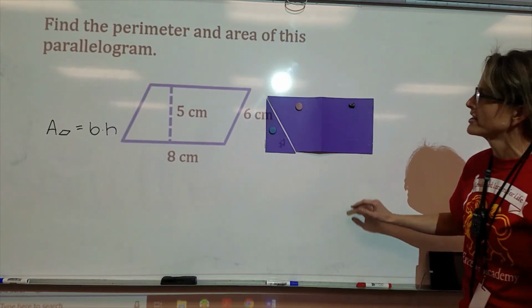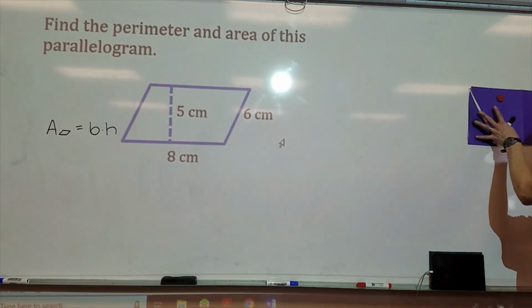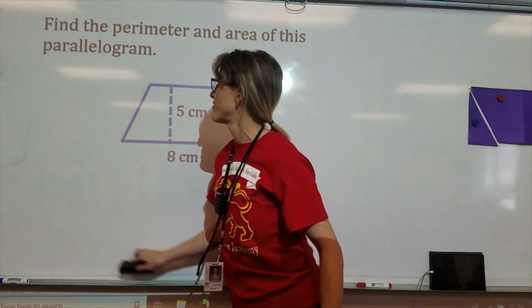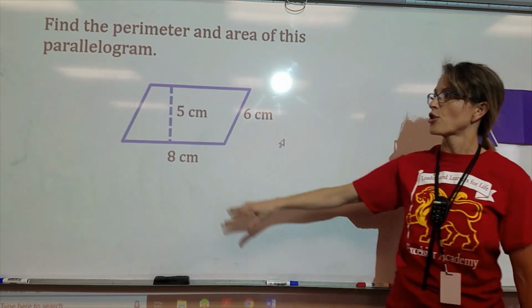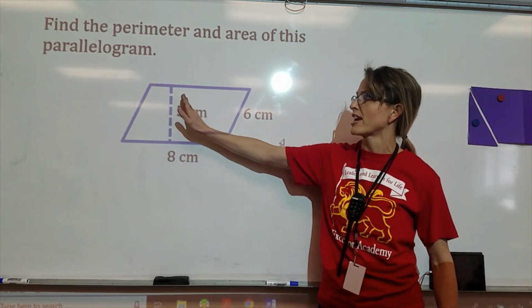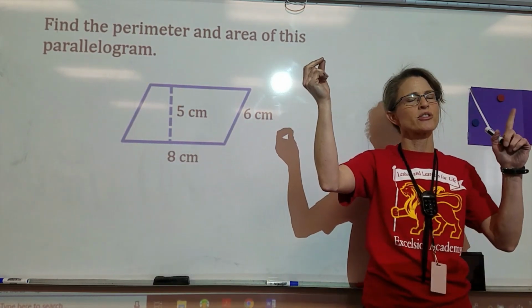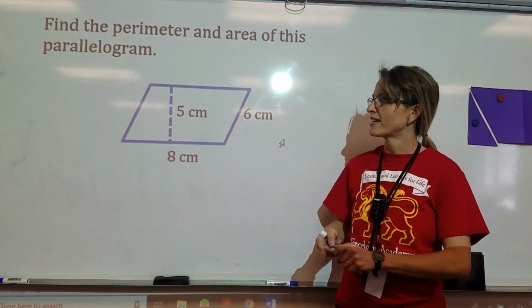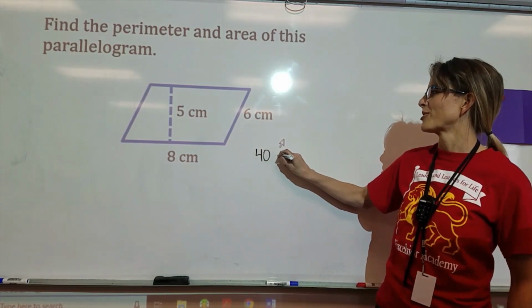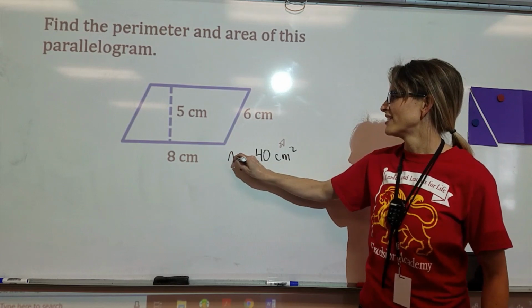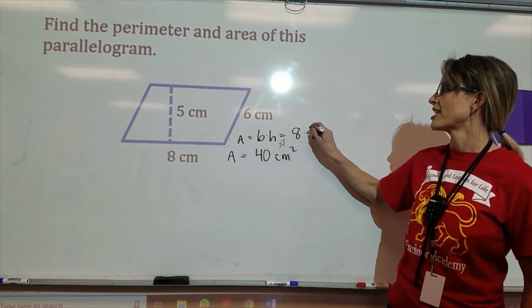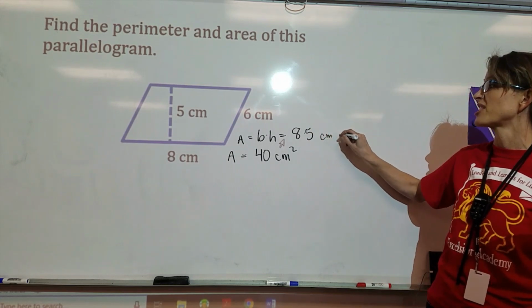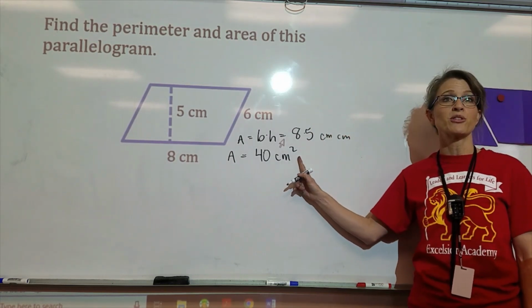All right, let's practice. So I've got a parallelogram here. Which one is my height? Is my height 5 or 6? Think. Get ready? 5. So my area should be base times height, which is, remember your units. Get ready? 40 centimeters squared. So again, we do area equals base times height, or 8 times 5. Your units are centimeters times centimeters, and that's why you've got centimeters squared.